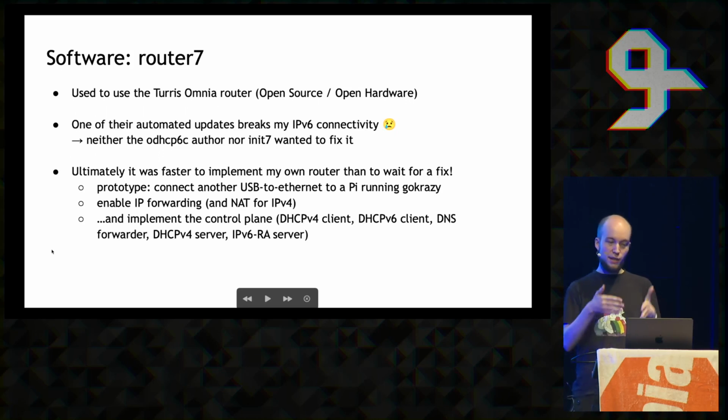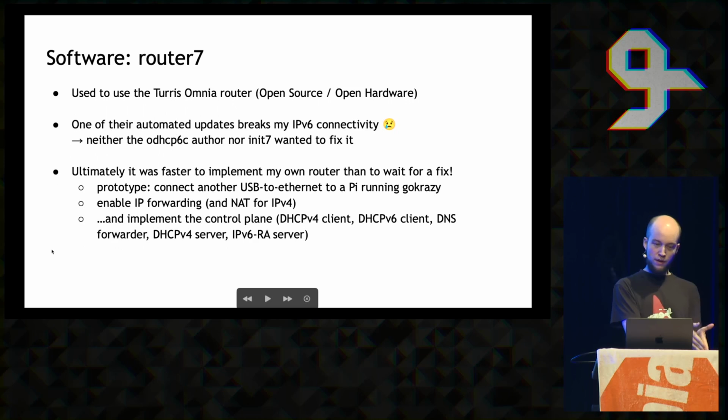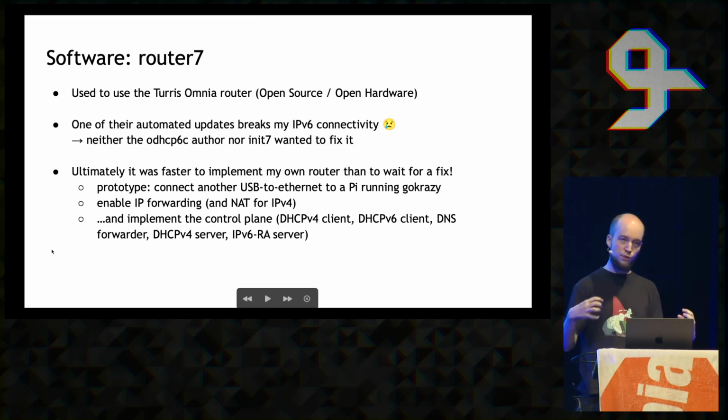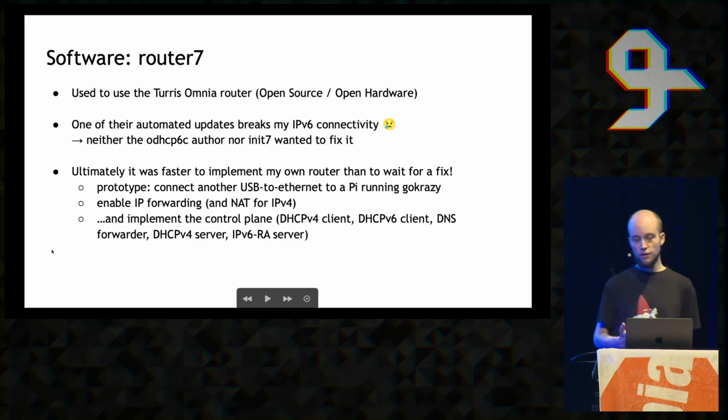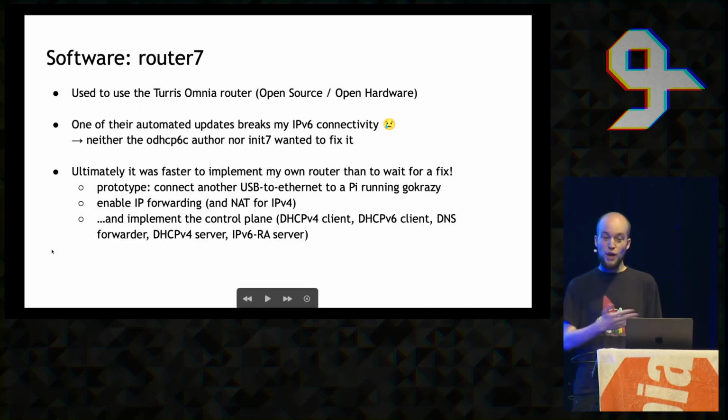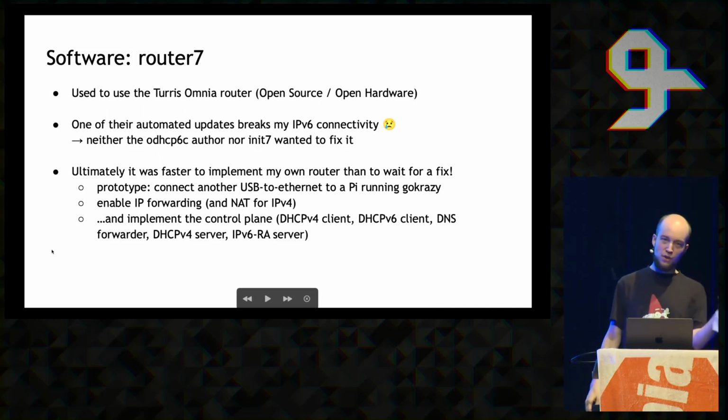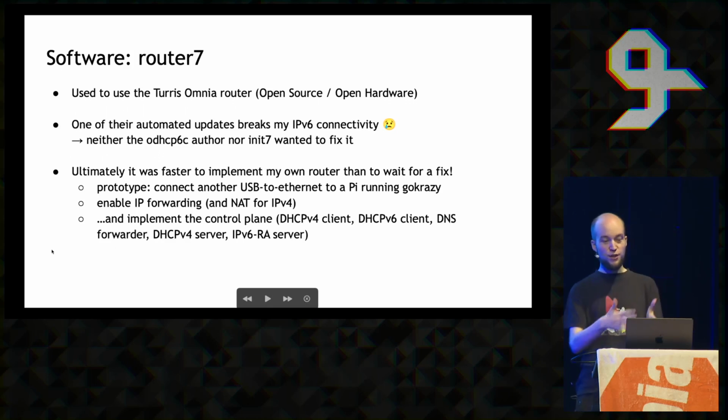And the problem was that I could actually debug why it broke. And then I told both the developer of the DHCPv6 client and also my ISP, and both were not in a position to fix it for different reasons. So ultimately, it was faster to actually implement my own router compared to waiting for any of them to fix it. And I had a similar moment to how I said earlier that Gokrazy was created, when we just realized, oh, it's so easy. And for a router, it's actually also pretty easy.